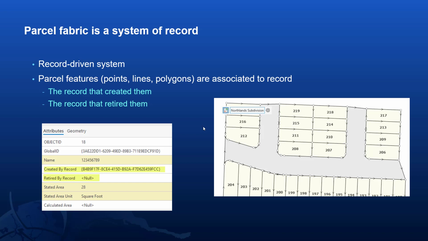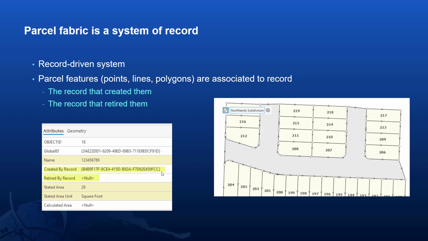The parcel fabric you can think of as a system of record, and as such it also supports the record-driven system. Parcel features, as we said, are always associated to the record that created them, and you can see that that is done by populating basically the foreign key of the record feature class. So we use global IDs and not object IDs because those work better in a disconnected environment and through services and so on.